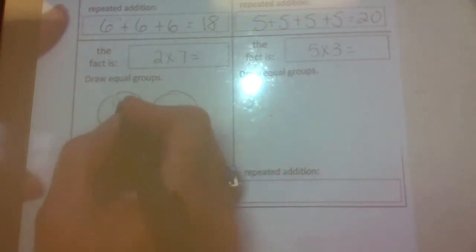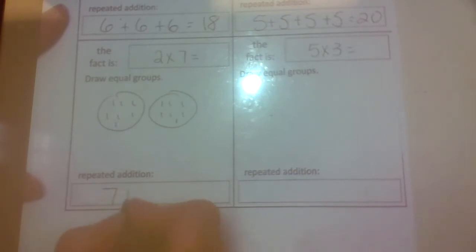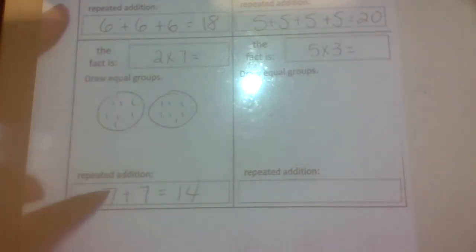Okay, that would be 2 groups with 7 in each one. All right, we're going to write the number 7. How many times are we going to repeat it? 2 times. 7 plus 7. And when we look at that, we notice right away it is a double. Times 2, it's always going to be a double.